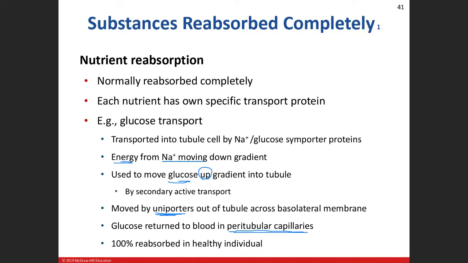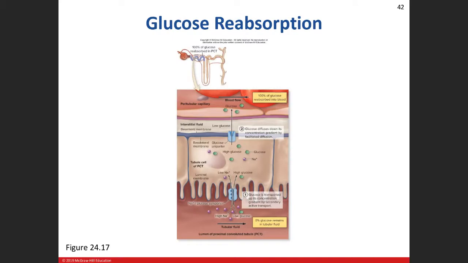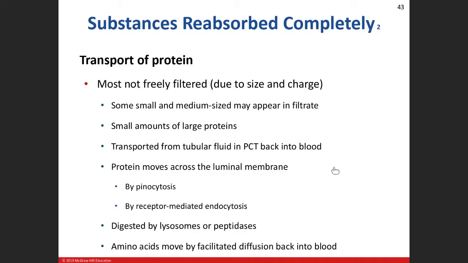So now that's how we resorb 100% of all that glucose that got filtered out into the filtrate and then moved into the tubular fluid, the tubular system. It moves right back in. So that should be 100% that gets resorbed there.